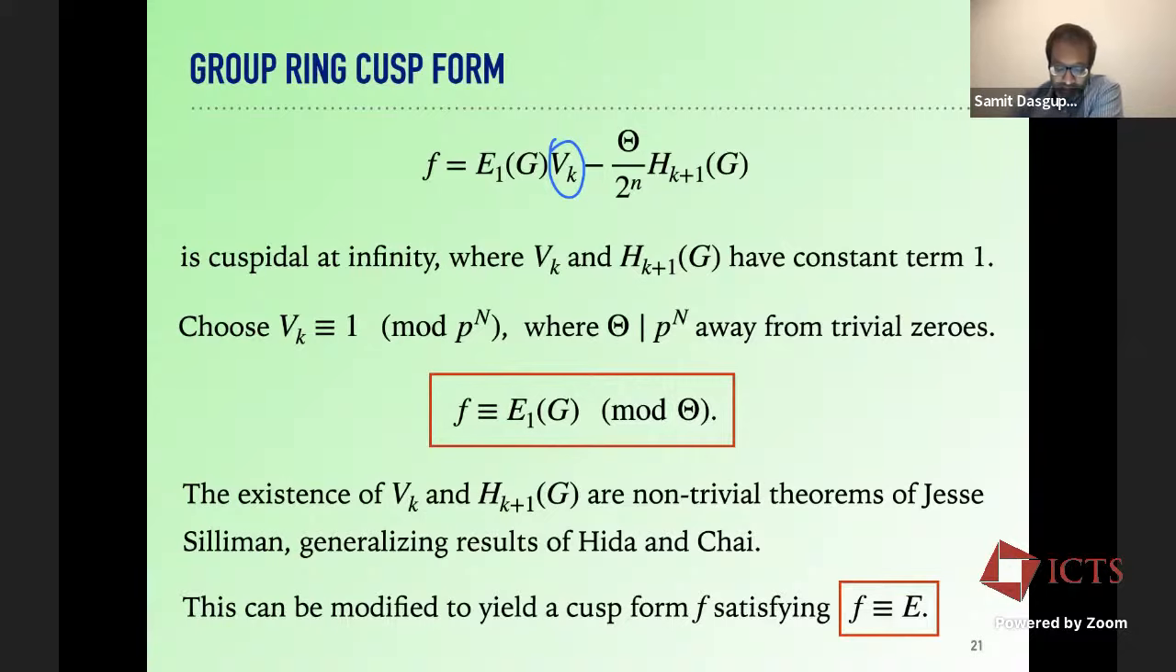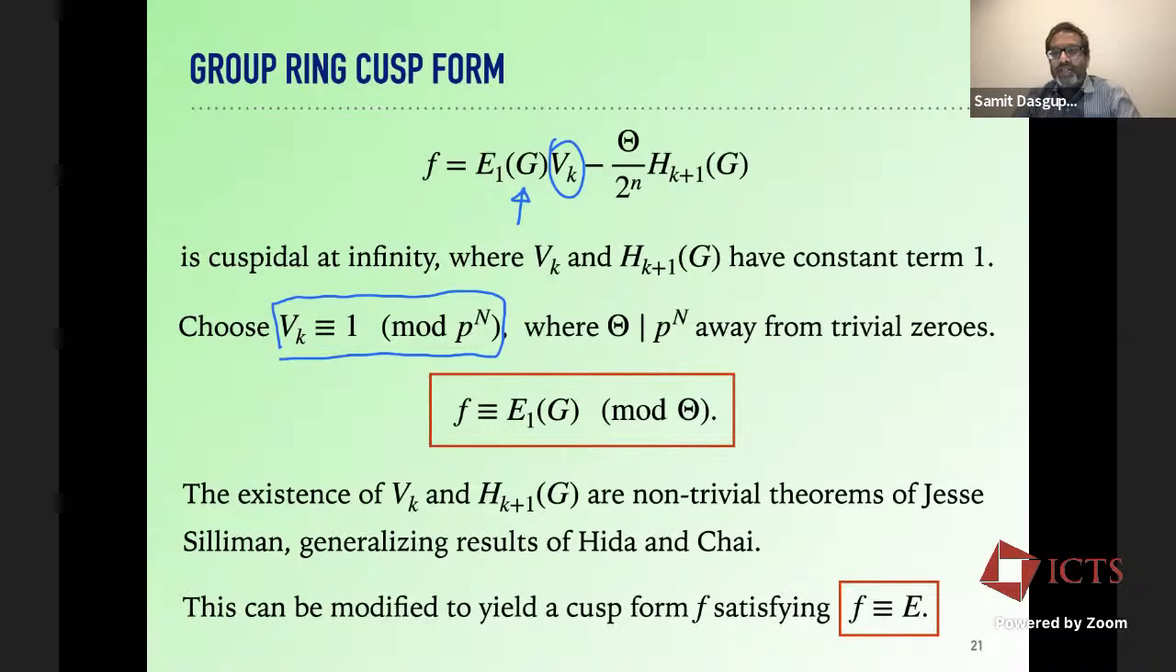but you also don't want to mess up what it looks like. That is, the fact that this was E1 is very important. And so you want VK to be congruent to 1 modulo, say, a high power of P if you're working over Z_p. And the fact that that exists is due to Jesse Silliman. So he proved the existence of this VK and this HK. I should mention that the existence of this VK in a more classical setting, just over Z_p, is due to Hida. And the existence of this HK in the lambda-adic setting is due to Chai.